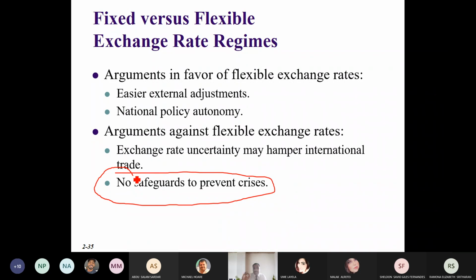And what is a flexible exchange rate? It is where the exchange rate depends upon the demand and supply of dollars, which means demand for the dollar depends upon imports and supply of the dollar depends upon exports. So I can say that a flexible exchange rate depends upon imports and exports. But how can we say that it does not prevent the crisis?